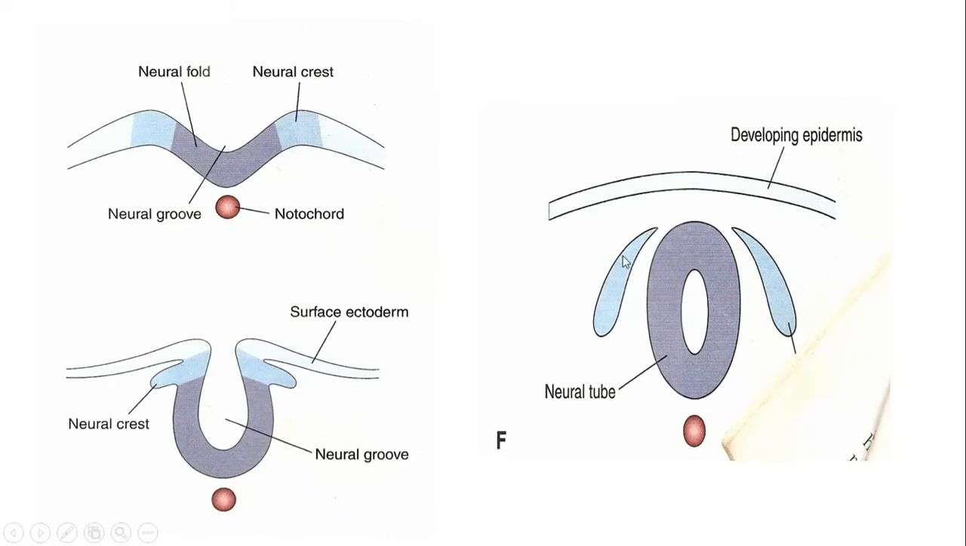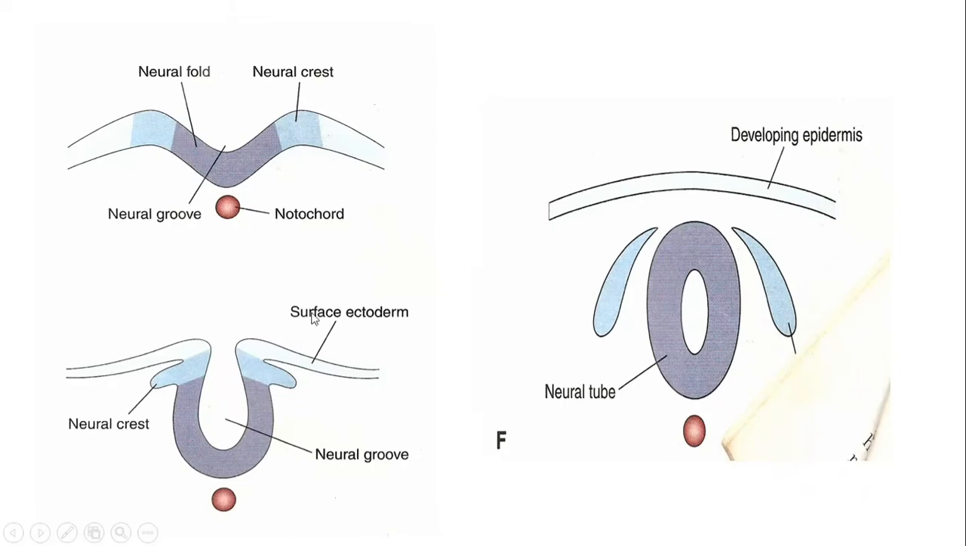As for example, if they pass into the dermis of the skin, epidermis of the skin, they form the melanocytes, and they can pass to the adrenal gland where they form the medulla of the adrenal gland. They can pass to the face and form the facial bones and skeleton, and they can form these sensory ganglia of the sympathetic.